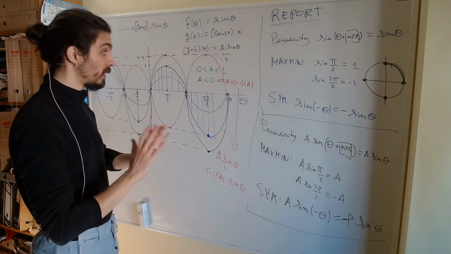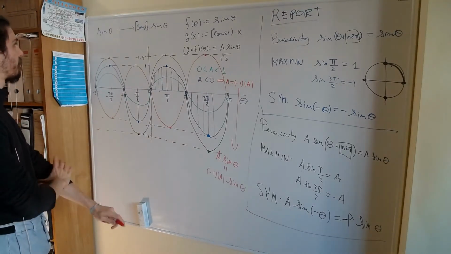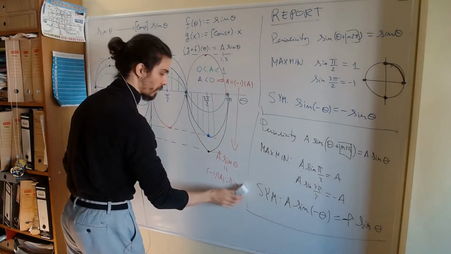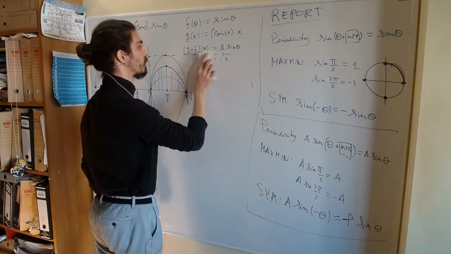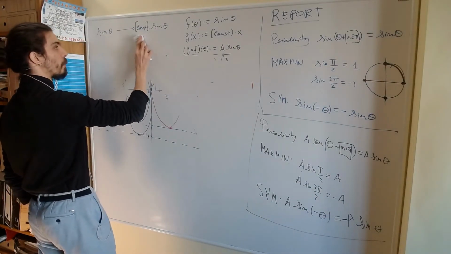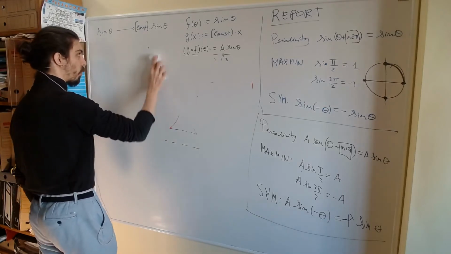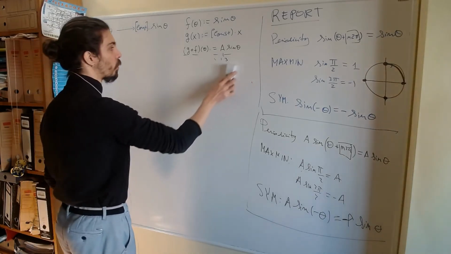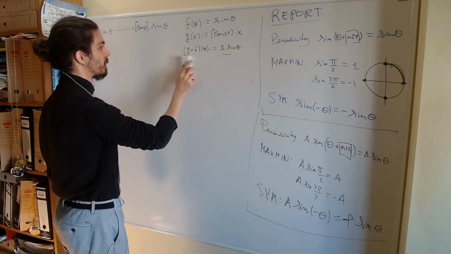Now let's proceed to another kind of transformation. Okay? Let me erase this. The next kind of transformation, you see, on this one we multiply the outputs by the constant. But this transformation will be different. We are going to multiply the arguments, the theta, by the constant.